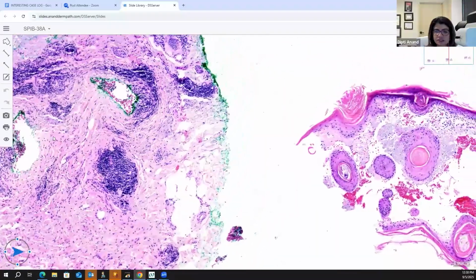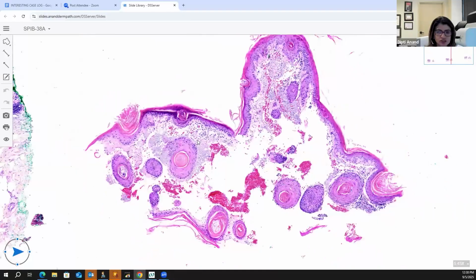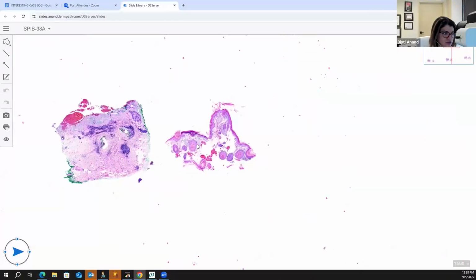Okay, and tell me what do you think? So you were not bothered about the fact that this looked like a blister, right?